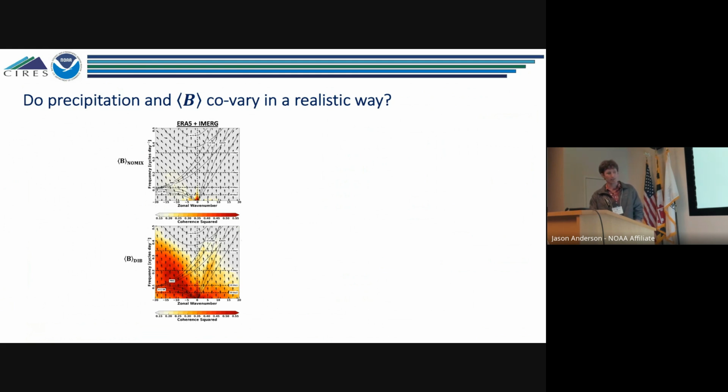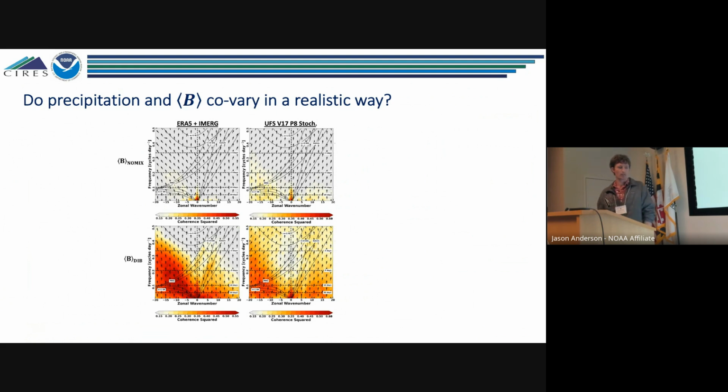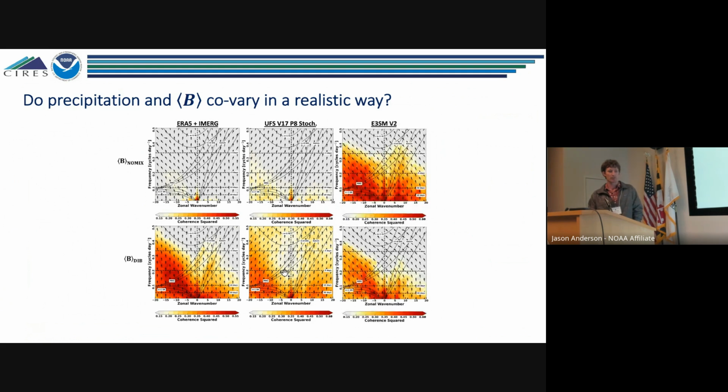So how are our models doing? Well, looking at UFS version 17 prototype 8, you can see that it's getting the ratio between these two roughly correct. It maybe has a little bit too much coherence with this non-entraining measure of buoyancy, and we'd like to see the coherence with this entraining measure of buoyancy be a little bit more red, but overall it's doing pretty good, especially when you compare it to something like E3SM version 2, which has incredibly high coherence with this non-entraining measure of buoyancy. So the developmental work on the convective scheme for UFS prototypes seems to be doing very well.